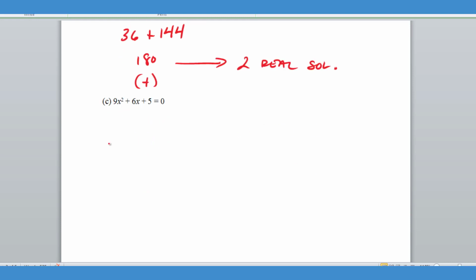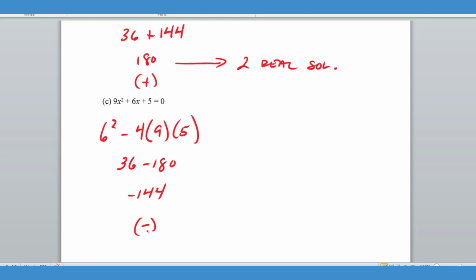And then lastly, we have 6 squared minus 4 times a times c. We have 36 minus 180, which leaves us negative 144. Again, it doesn't matter the actual value, just that it's less than 0. And this is going to tell us that we have 2 imaginary solutions. Alright, and that's the final video on the quadratic formula, using the discriminant to tell the number and type of solutions.